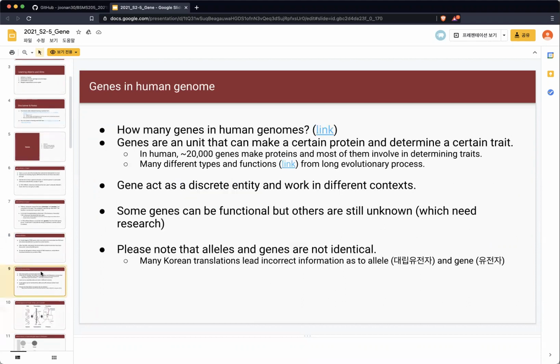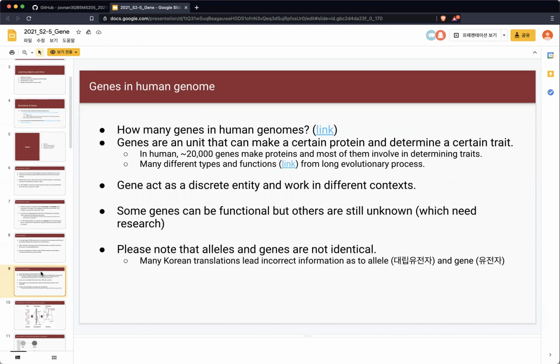Okay, so from this idea we can have more questions about the human genome and the concept of the gene. The first question we can ask is how many genes are in the human genome, right? That could be quite a naturally occurring curiosity when you study biology, right?